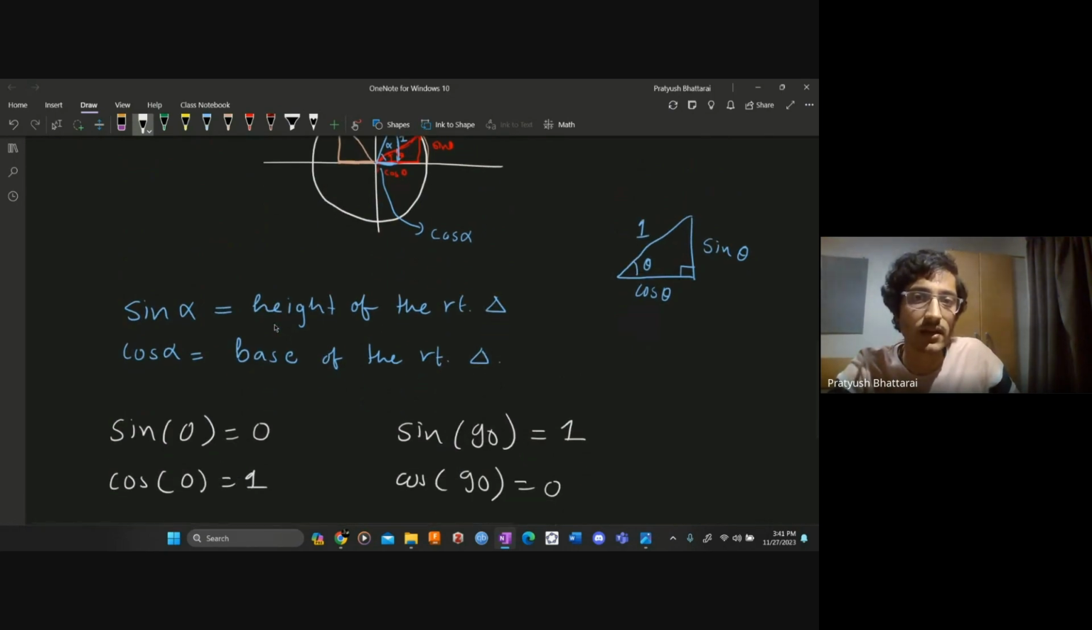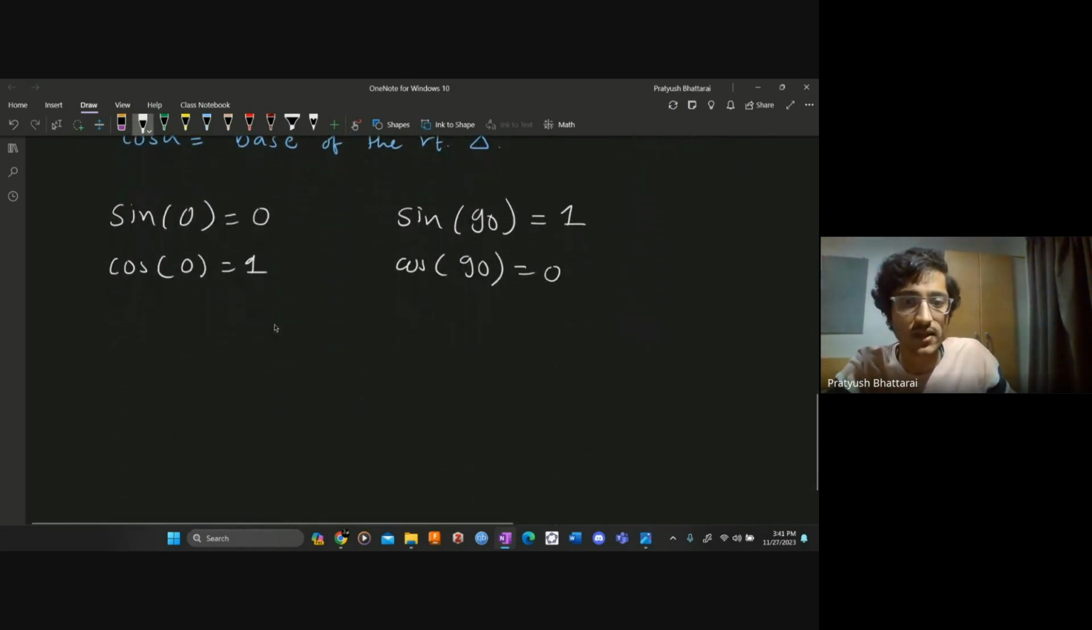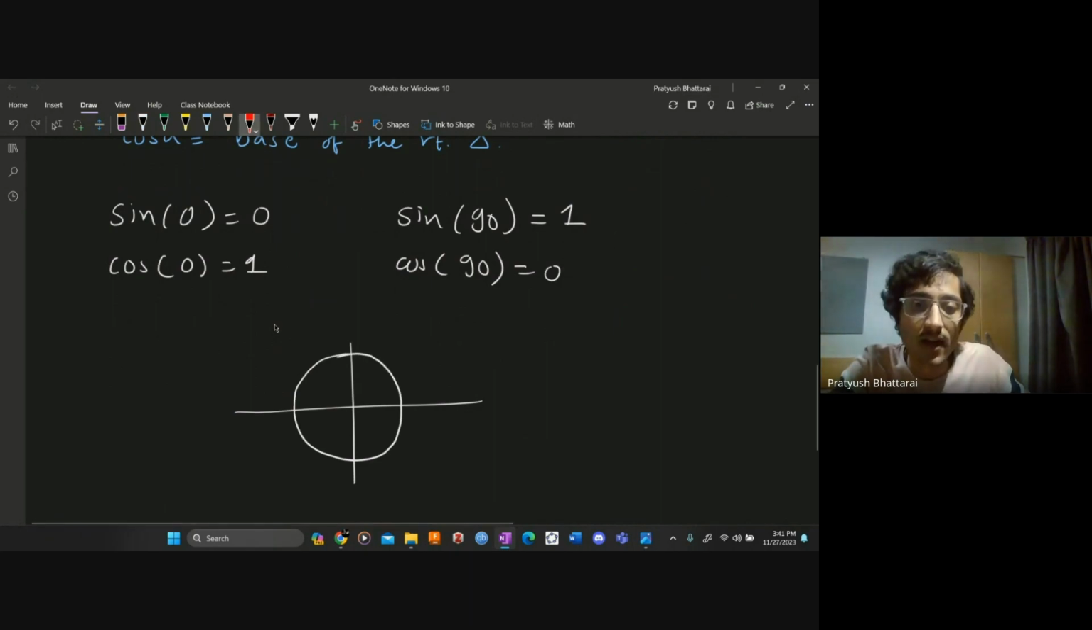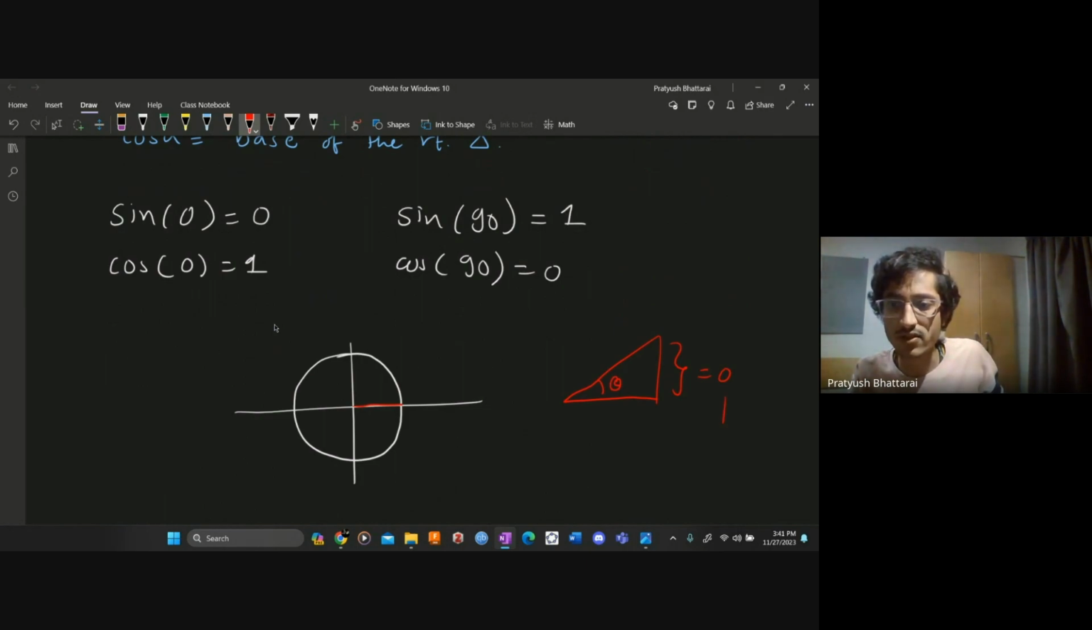Let's look at the case for 0 and 90 degrees, just to give you an idea of how you can understand this. If you look at the circle, and you consider the right triangle that is made when the angle is 0, that's going to be something like this. That's essentially a completely squished triangle. When this angle theta is 0, this height is going to be 0 as well. So that means sine of 0 is just going to be 0 from my definition.